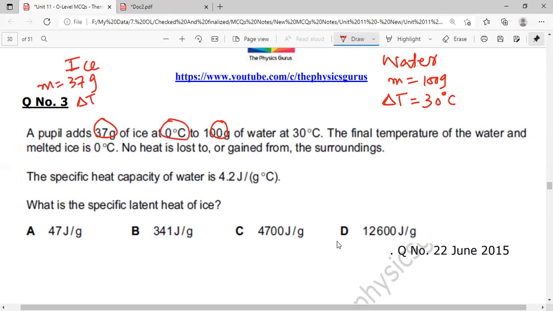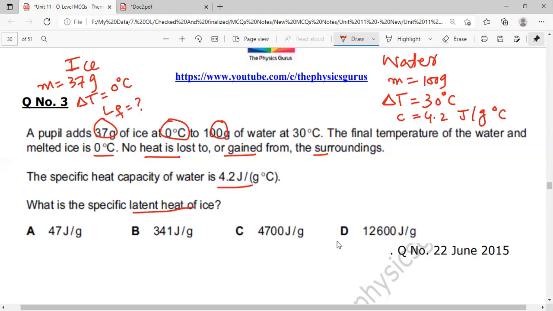So delta T is equal to 0 degree Celsius. The final temperature of water and melted ice is 0 degree Celsius, so the mixture temperature is 0 degree. No heat is lost to or gained from the surroundings. The specific heat capacity of water, that is c, was given as 4.2 joule per gram per degree Celsius. Since gram is there, there is nothing to convert into kilograms. Specific latent heat of ice, that is L_F, was required.